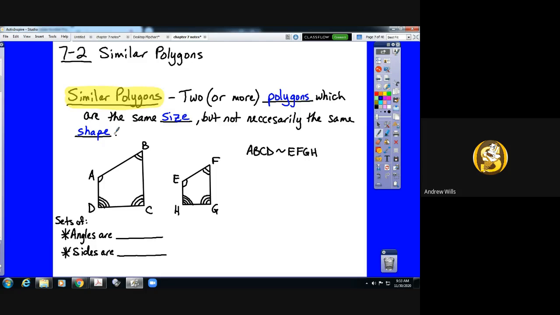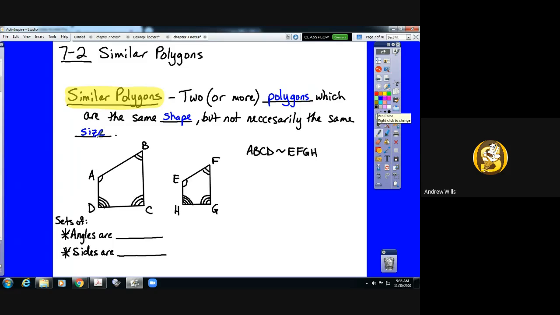shape, I said that the wrong way. Same shape, and it should be shape in the first blank, size in the second. This is me being nervous about being a virtual teacher and screwing stuff up already. All right, let's do that again. Same shape, but not necessarily the same size. Good thing I caught that. That would have been very confusing.